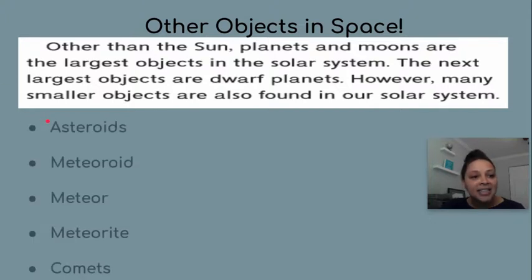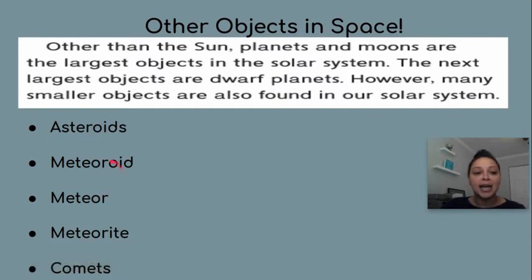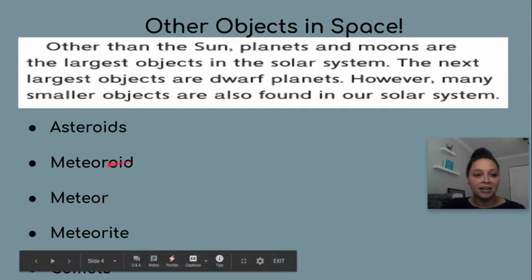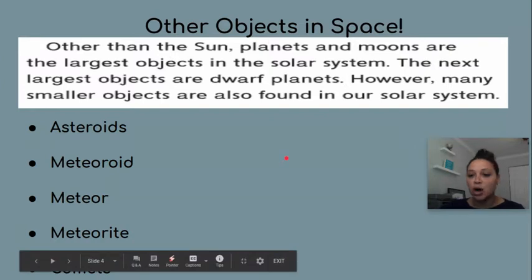And so, here is the list of other objects we're going to learn about. Asteroids, we talked about in the last video, which are basically small space rocks. Today, we're going to be talking about meteoroids, meteor, meteorite, and comets. Now, pay close attention to these 3 words, okay? Do they look similar? Yes. If you look at meteoroid and meteorite, they actually have the word meteor in it. And we're going to learn today how they are very much related words. And at the bottom here, we have comets, which we're also going to learn about today.